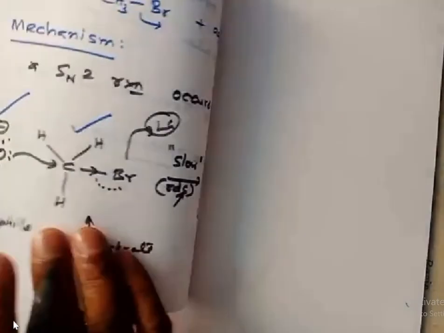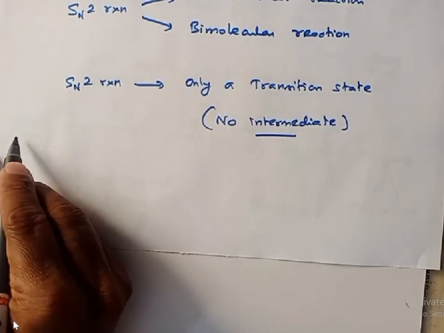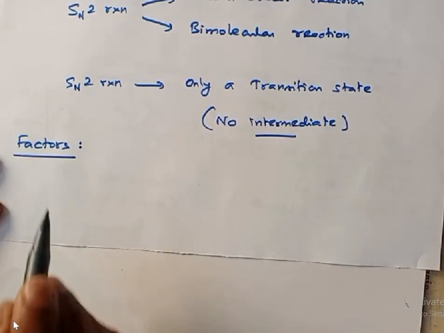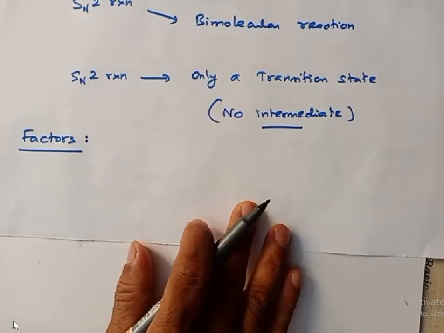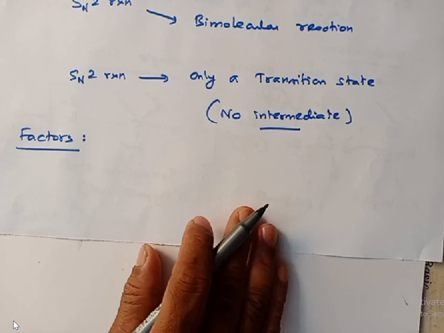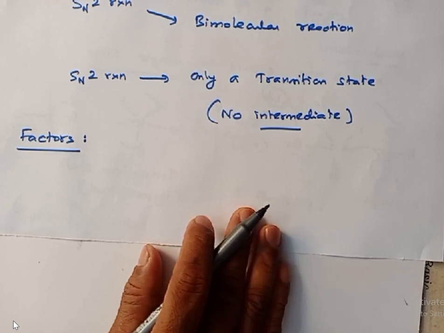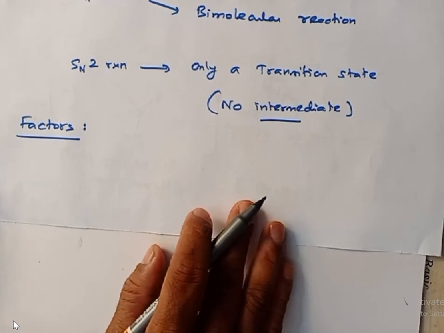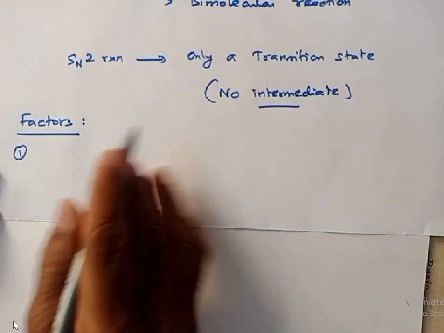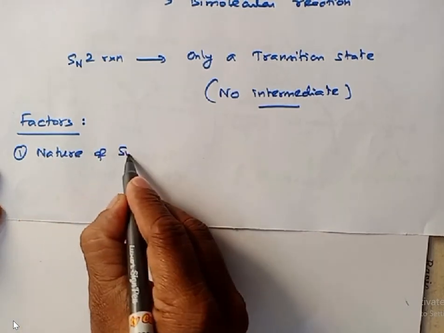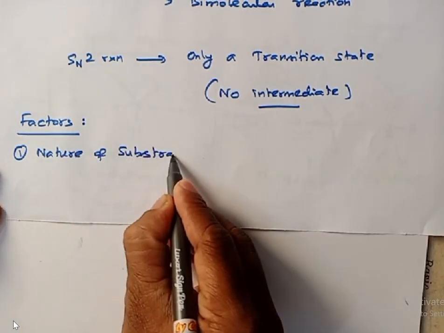Now, what are the factors? Factors affecting the rate of SN2 reaction. Students, take down: factors affecting the rate of SN2 reaction. Number 1, nature of substrate.